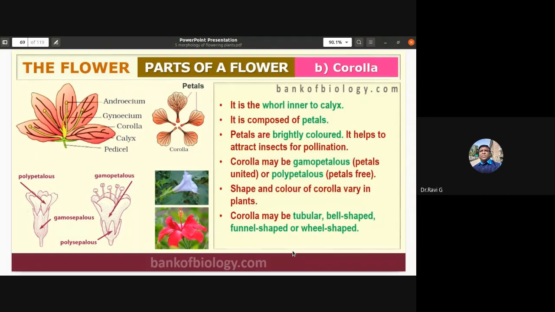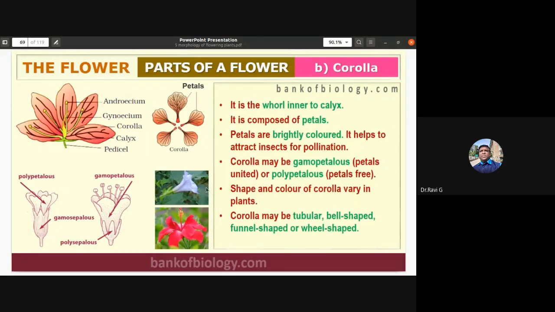Then there is the funnel-shaped corolla, as in the case of this Datura. The funnel-shaped corolla, we call it infundibuliform corolla. Wheel-shaped corolla you can notice in Vinca rosea or Canigle. In the lab, probably for pollen grain germination, you might use this Vinca rosea. Maybe in the second year they might be doing that. Anyway, remember that Vinca rosea has a wheel-shaped arrangement of the petals.